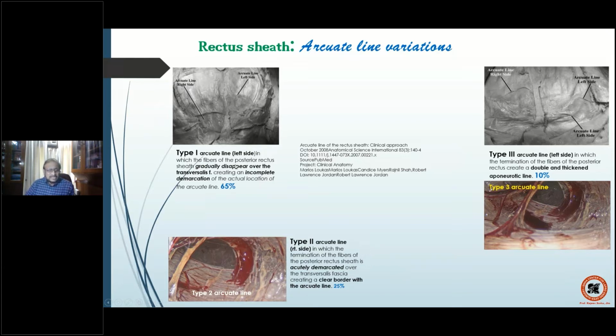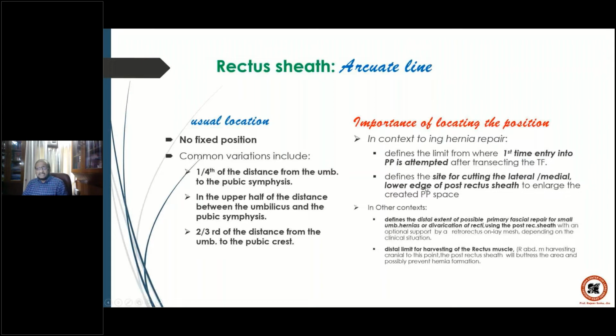And this is unfortunately present in 65% of cases. Why unfortunate? Because there you have to decide where to enter or where to transect the transversalis fascia. Type 2, which is a sharply demarcated arcuate line, is present in only 25% of cases, and multiple thickened aponeurotic lines in the posterior fascia, known as multiple arcuate lines, are seen in only 10% of cases. So why is all this importance attached to the arcuate line?